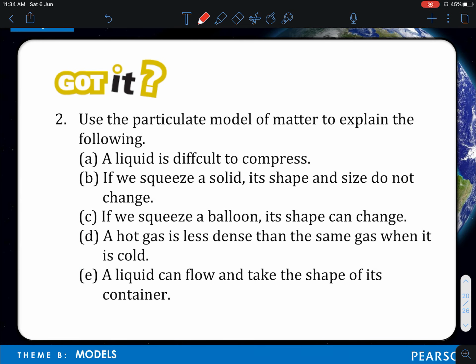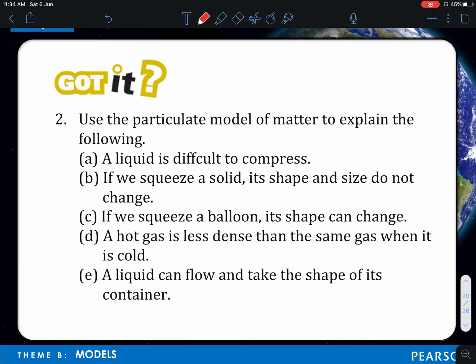Okay, use the particle model of matter to explain the following. Okay, you may want to pause the video to try out the question. If not, you can just continue. I will tell you the answer. So a liquid is difficult to compress. And why is a liquid difficult to compress?